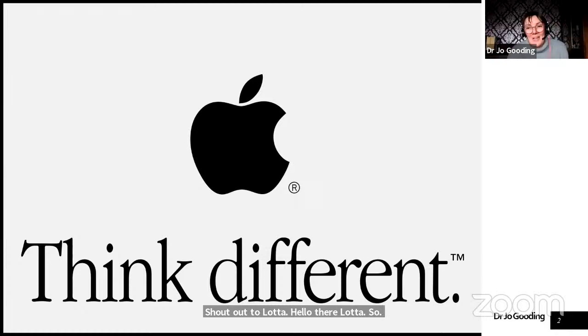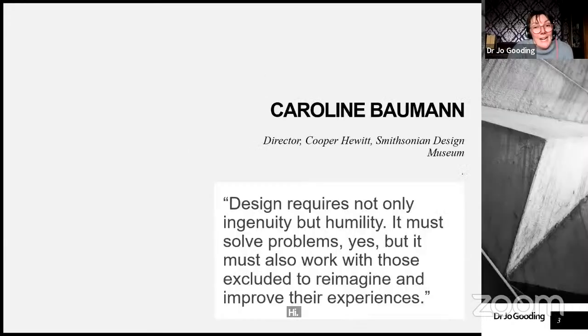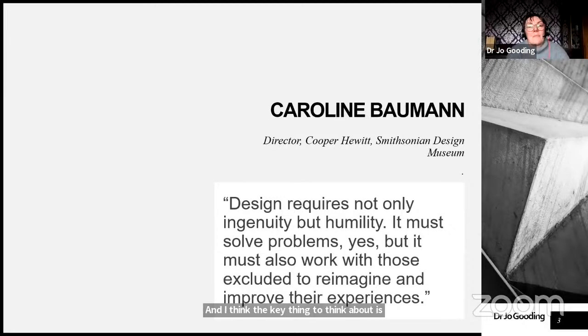So inclusive design is something that has been in design practice for quite some time. And I think the key thing to think about is that design doesn't just require ingenuity, but humility as well. And we've got to solve problems. This quote is from the director of the Smithsonian Design Museum, Caroline Bauman, and she says, we must solve problems, yes, but it must also work with those excluded to reimagine and improve experiences. And that's what brings us to talk today.